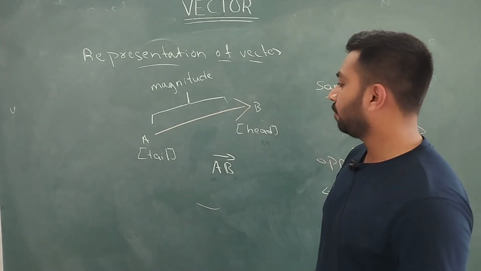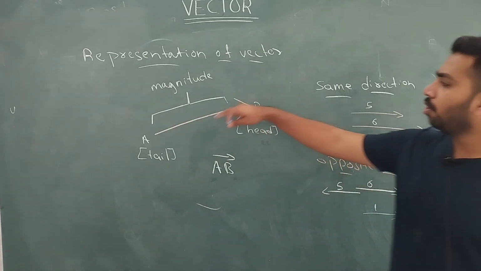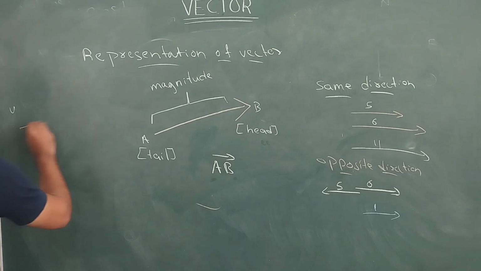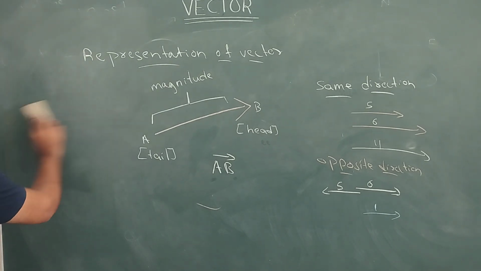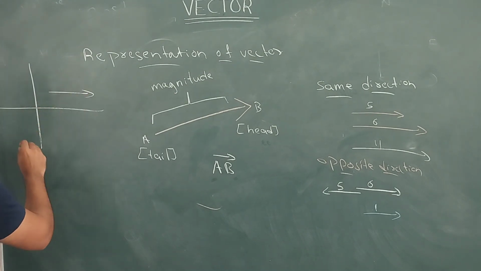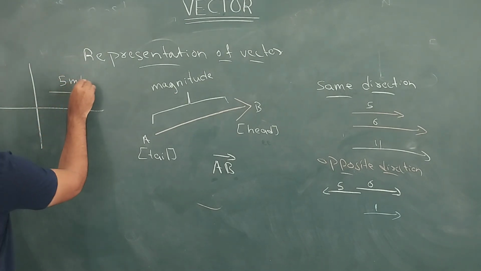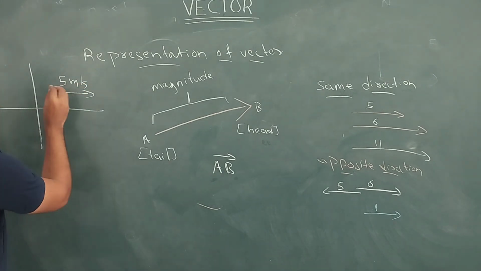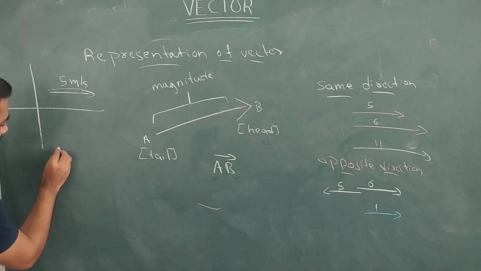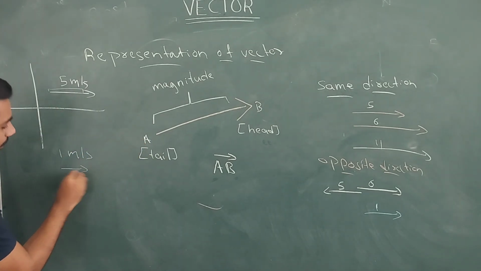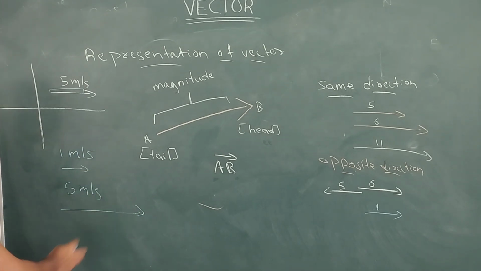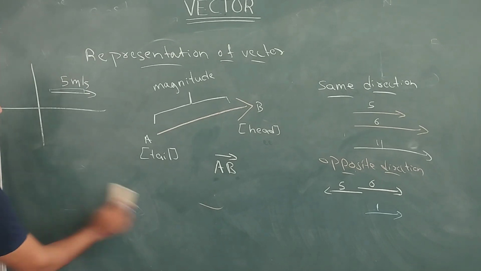Now basically this is the representation of a vector. It has a tail, it has a head, and the whole body is the magnitude. For example, let us take the first direction. Now the vector is in this direction, 5 meter per second. So you can say this full length is 5. If it is 1 meter per second, then it will be small like this. If it is 5 meter per second, then it will be long. Okay now?